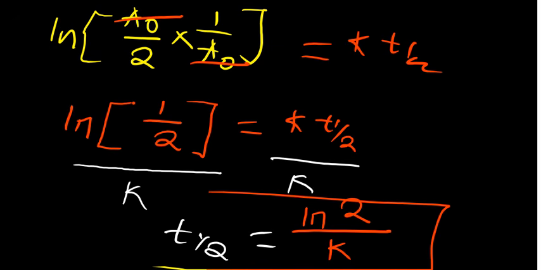So there's actually a negative there. It is independent of the concentration. Okay? There is no concentration in the formula. It is only dependent on the constant k.